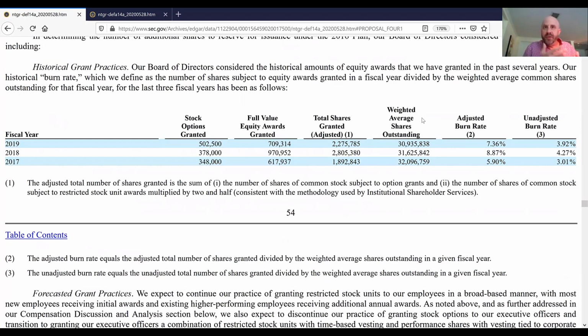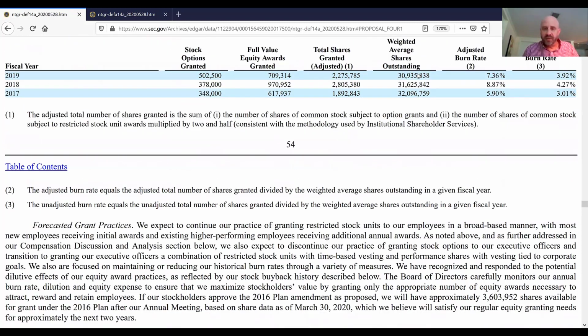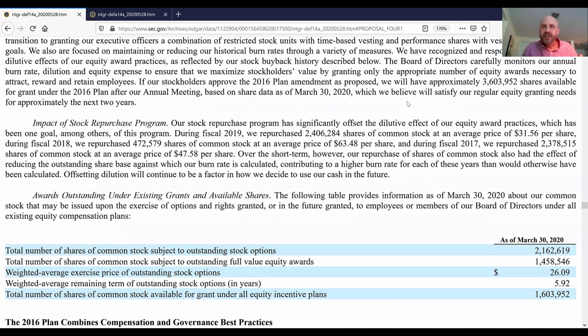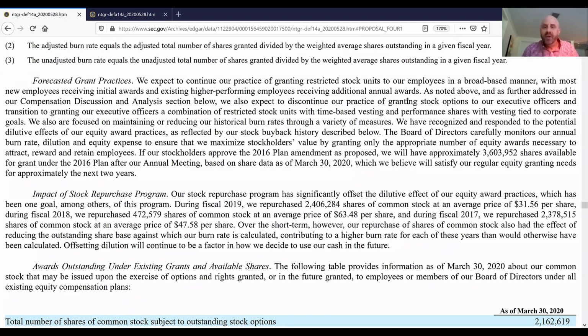So, talking that through, you'll notice on this example that this is what Netgear has also done, where they've talked about their burn rate, and then a little bit lower down, they actually talk about their forecasted grant practices to give shareholders an idea about what burn rate may look like in the future.